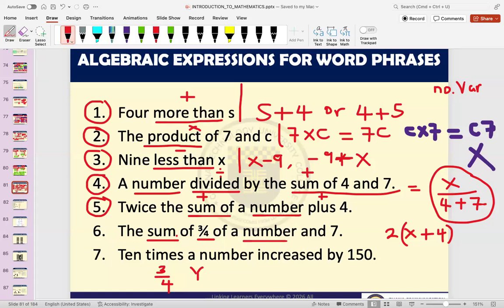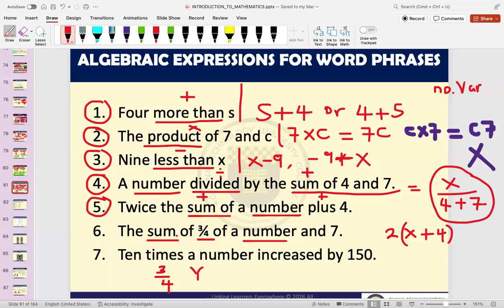Number 5. So twice the sum of a number plus 4. Why don't we keep the x alone in the bracket and the 4 outside? Because if both the x and the 4 are inside the bracket, is the 2 outside the bracket not affecting the 4 also?